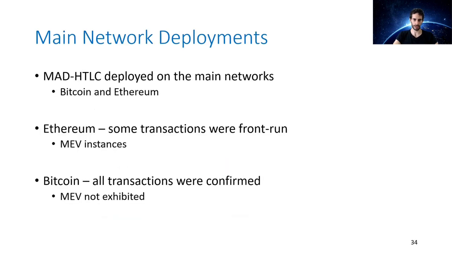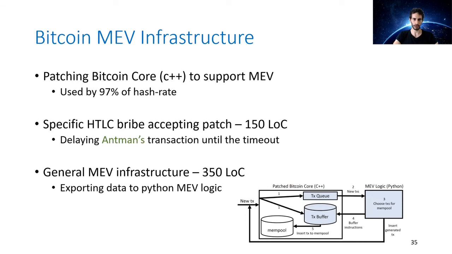We deployed MAD-HTLC on Bitcoin and Ethereum main networks. On Ethereum, some of our transactions were front-run, showcasing MEV in action. This is expected, as MEV on Ethereum is widespread. On Bitcoin, however, all our transactions were confirmed. We didn't observe any related MEV optimizations. So, why don't we see MEV on Bitcoin yet? Is it because it's too hard?